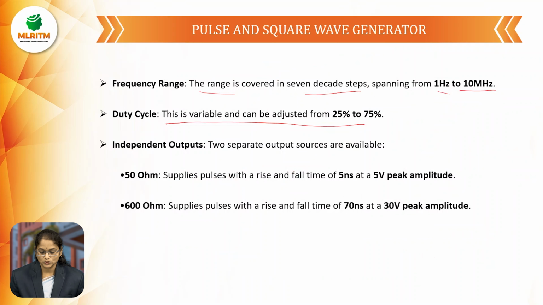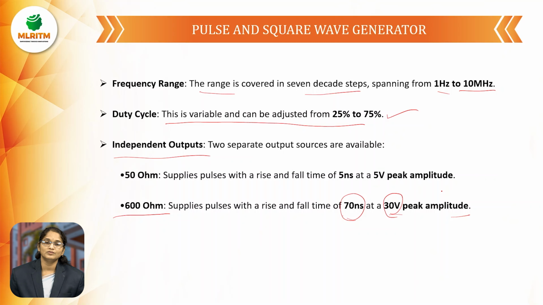The outputs are the 50 ohm output and the 600 ohm output. For the 50 ohm output, we have a rise time and fall time of 5 nanoseconds at 5 volts peak amplitude. For the 600 ohm output, the pulse rise time and fall time are 70 nanoseconds and the peak amplitude is 30 volts.